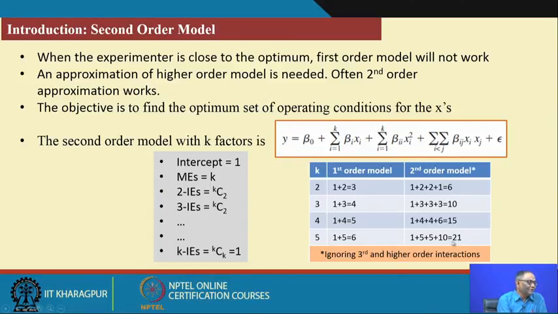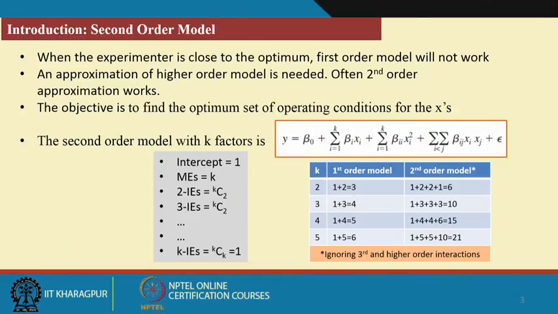So, as the number of parameters to be estimated grows significantly, what is required? You require a different kind of design, so that you will have sufficient information, and accordingly you will be able to estimate beta 0, beta i, beta ii and beta ij.